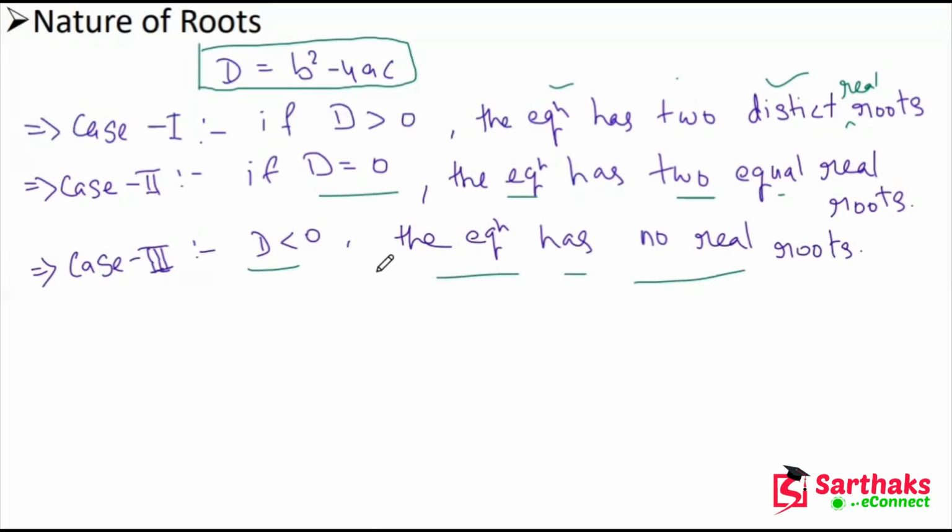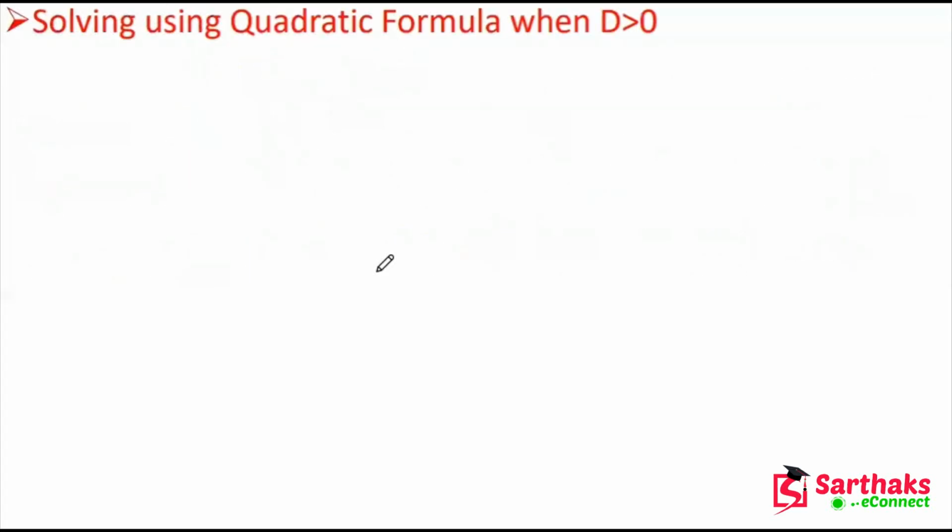Now let's move on. Solving using the quadratic formula when d is greater than 0. Let's suppose we have an equation like 2x square minus 7x plus 3 is equal to 0.